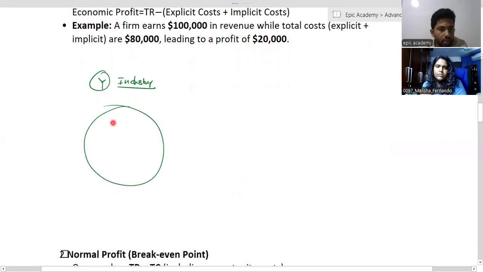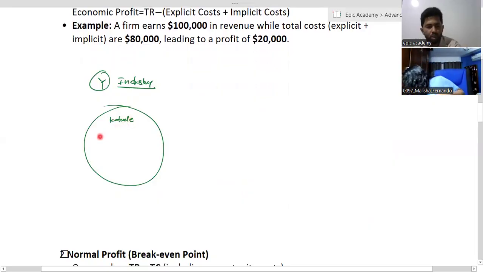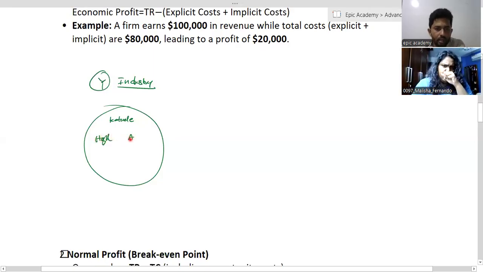So just consider Kotmale, Highland, Anchor, mean New Delhi, isn't it? Yes, New Delhi, Ratti, many firms are there. Many firms are there. Okay.